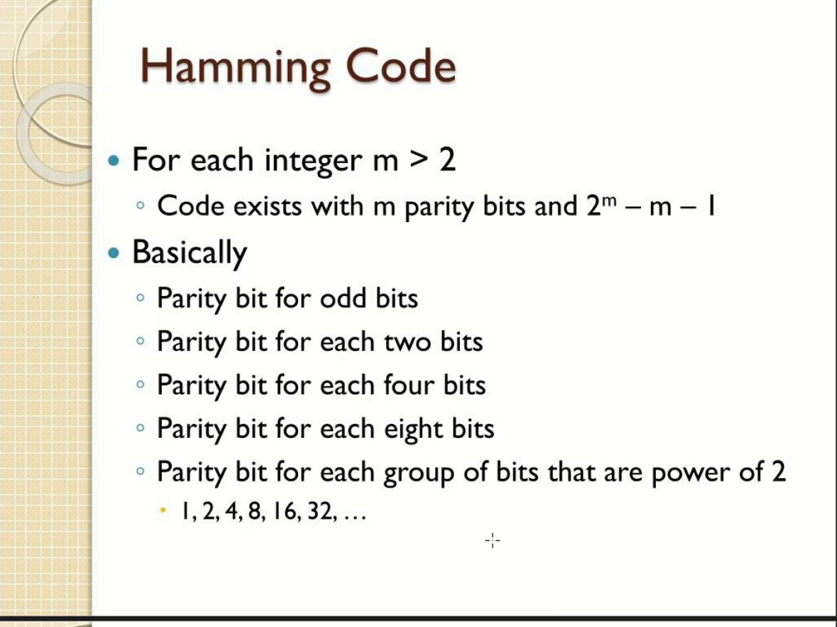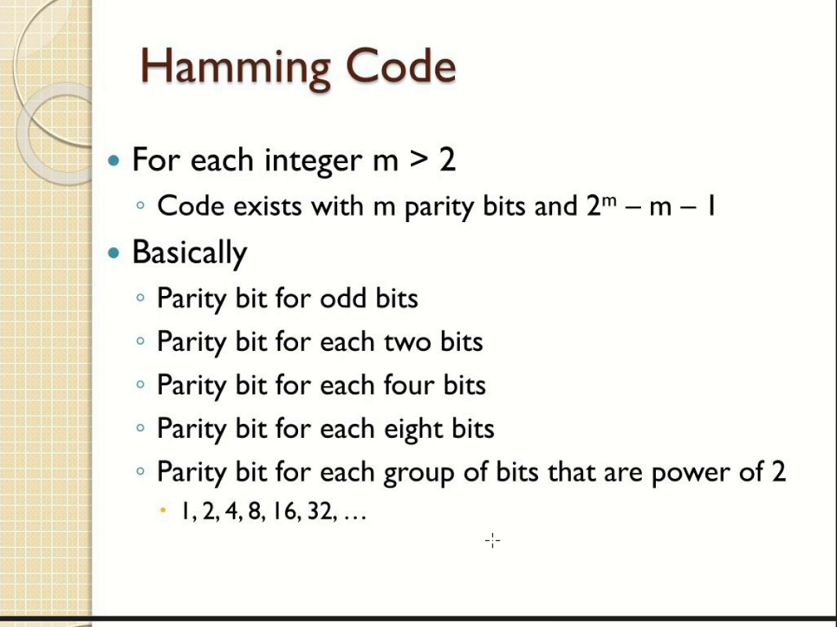For each integer m, where m is the number of parity bits, there exists a Hamming code that can protect a data word. The total number of bits in the code word n is given by n = 2^m - 1, where m represents the parity bits which protect the data bits.